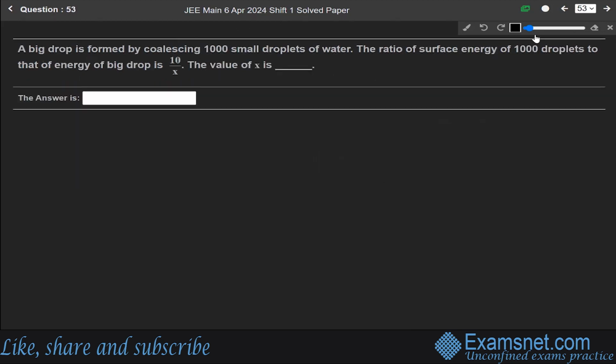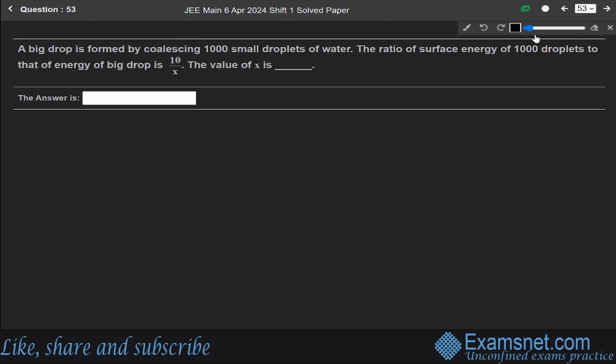Okay, now next, question 53. A big drop is formed by coalescing thousands of small droplets of water. The ratio of surface energy of 1,000 droplets to that of the big drop is 10 over x. So we have to find the value of x.